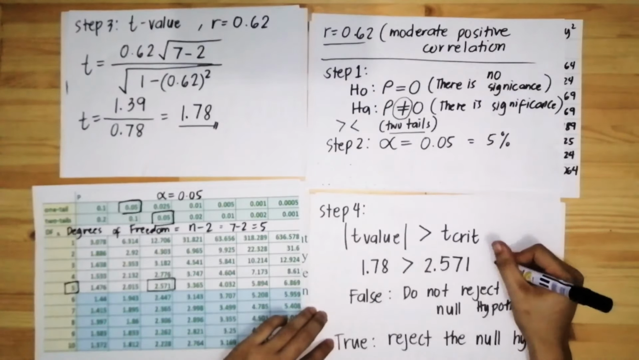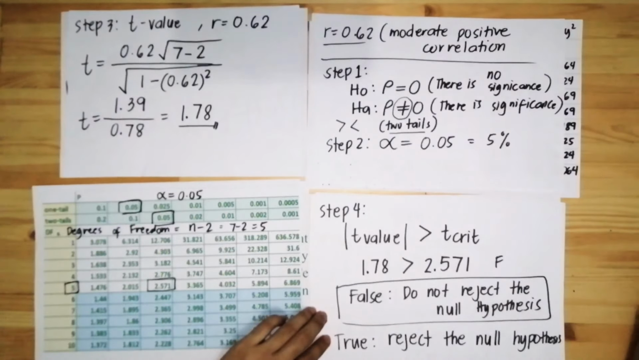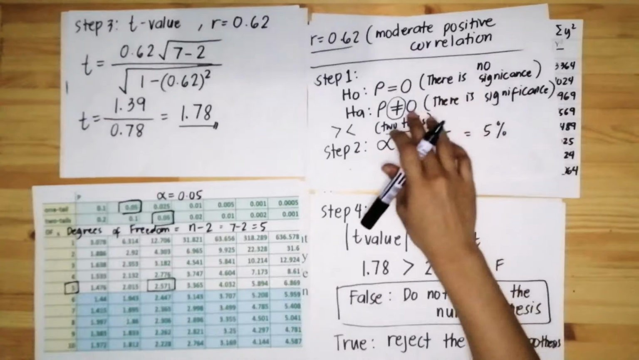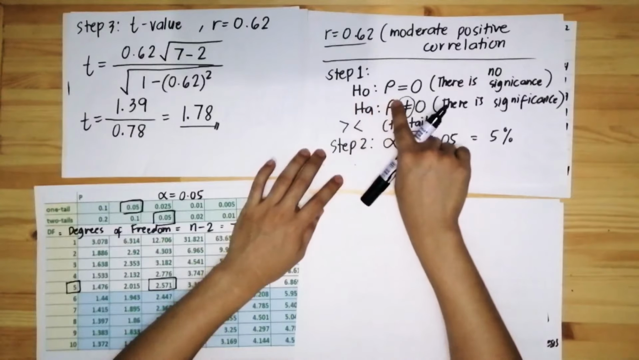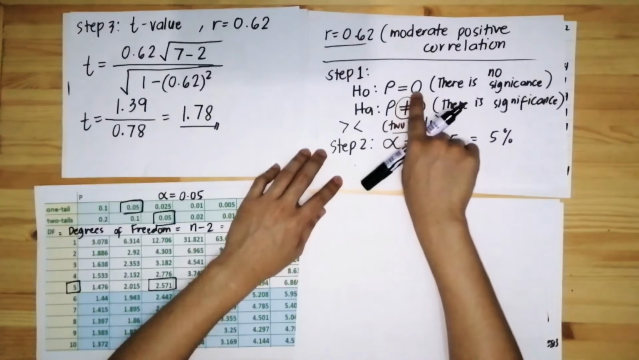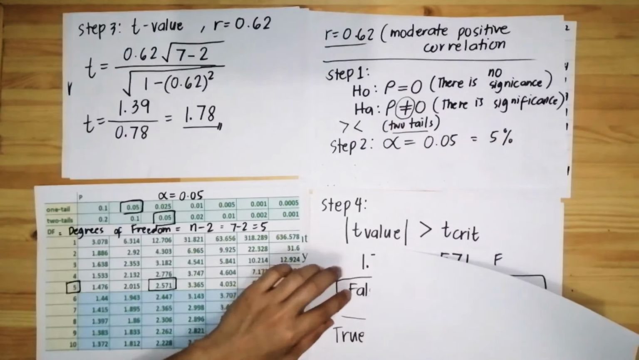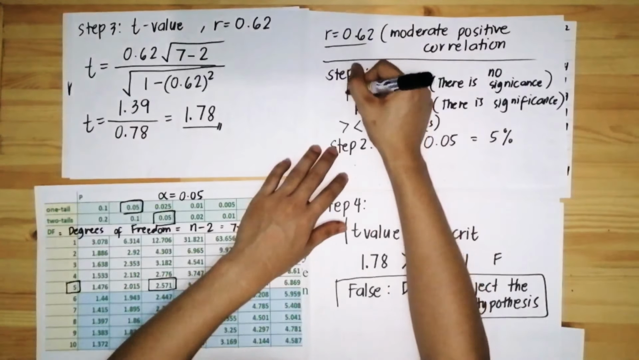So ang sagot nandito ay false. So ito yung magiging conclusion natin. False. Kasi 1.78 is less than, hindi greater than 2.571. So ang sagot natin ay do not reject the null hypothesis. What is our null hypothesis? Ito yon. Ito ang null hypothesis natin. H0 is the population parameter is equal to 0, mean to say there is no significant relationship. So ibig sabihin, ang sabi nila, do not reject the null. So ang kukunin mo, si null hypothesis, ito yung magiging conclusion natin.